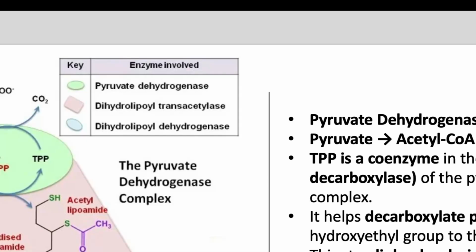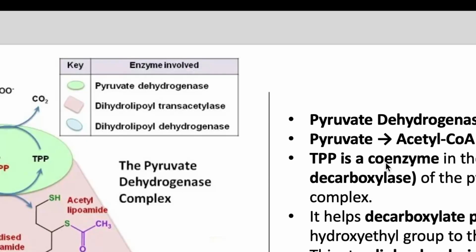So there is a big enzyme complex called pyruvate dehydrogenase complex, and TPP stands for thiamine pyrophosphate, and this is also called a link reaction. It's a link between glycolysis and the Krebs cycle. Pyruvate converts to acetyl coenzyme A and CO2. So this is a decarboxylation reaction. Two molecules of pyruvate convert into acetyl coenzyme A with one CO2 release.